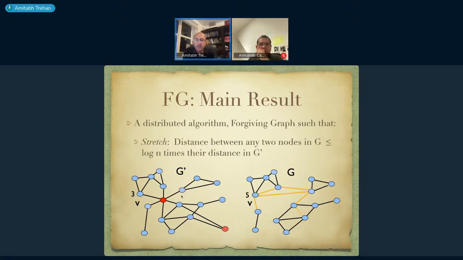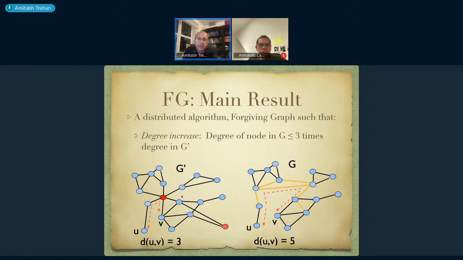So with deletions, we can compare both of them, and then the guarantees become similar: we bound the stretch to at most log n. As you see, stretch is more difficult to guarantee. Does that make sense?